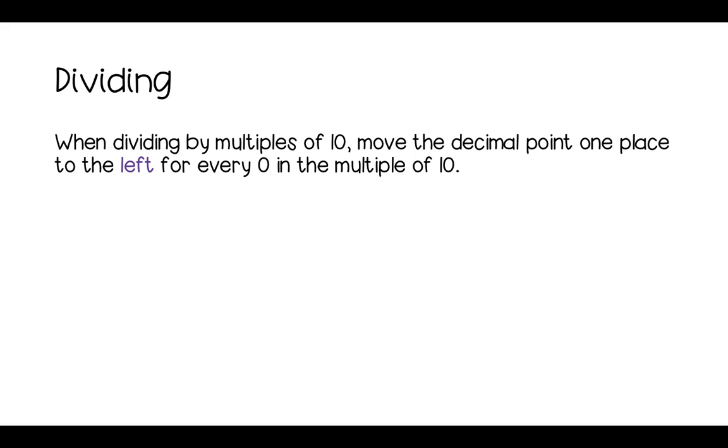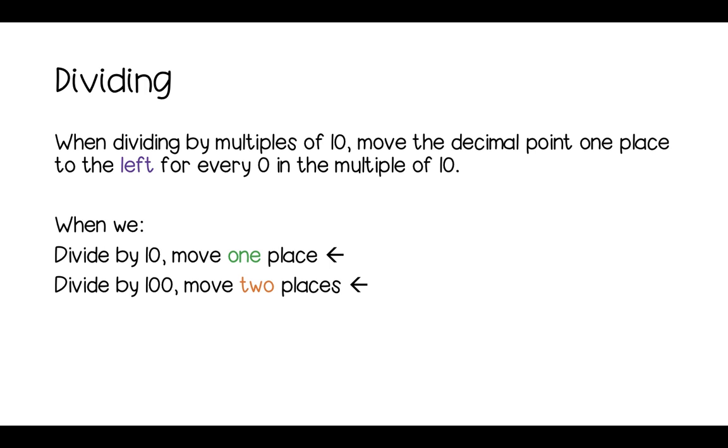Fantastic. Let's now look at dividing. When dividing by multiples of 10, we're actually going to do the opposite. We're going to move that decimal point 1 place to the left for every 0 in the multiple of 10. So when we divide by 10, we move it 1 place to the left. When we divide by 100, we move it 2 places to the left. And when we divide by 1,000, we move it 3 places to the left.